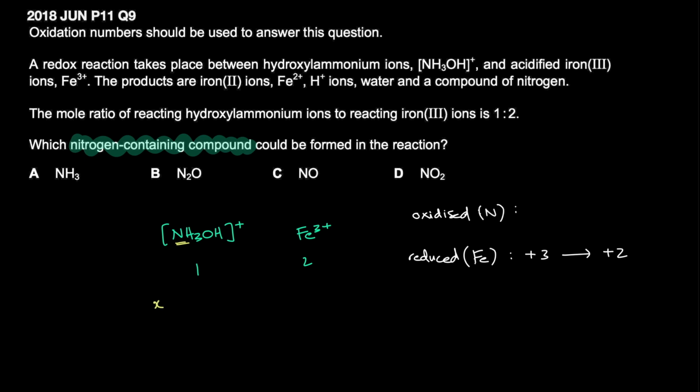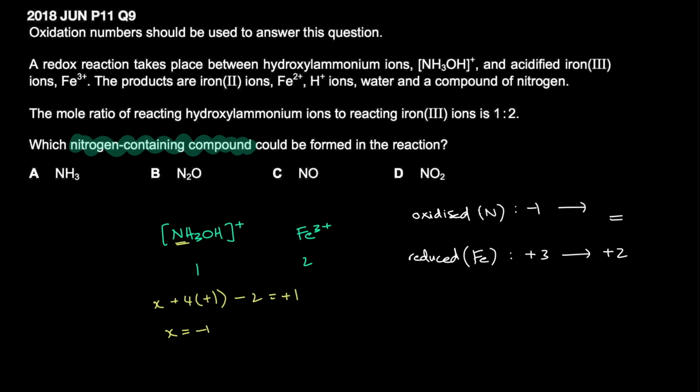You can say nitrogen is X. We have 4 hydrogens, each of which is +1, 1 oxygen, that's -2, and the overall oxidation number is +1, right? That's the charge. Then we get X plus 4 minus 2, that's X plus 2 is equal to +1. So that comes out to X is equal to -1. So the nitrogen is going from -1, the initial oxidation number, to something over here.